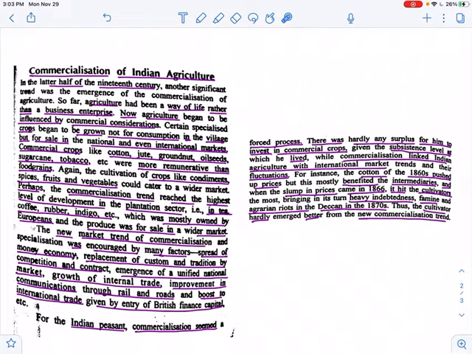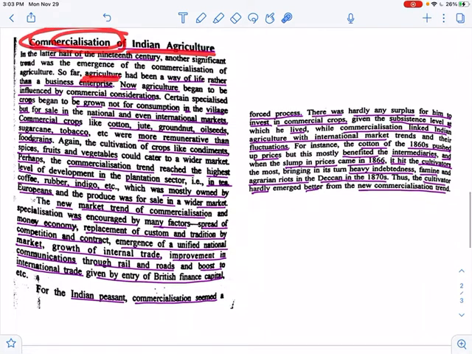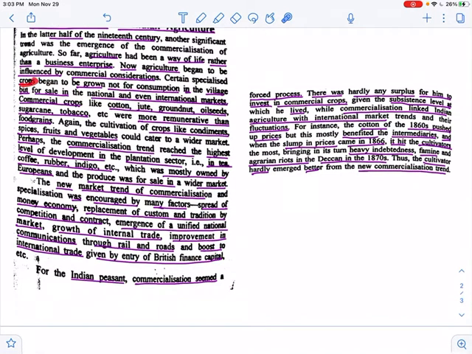But after the commercialization of Indian agriculture, agriculture was now considered as a business enterprise, as a result of which we started growing only those particular crops which had a lot of remuneration in the market. And the crops grown were not for consumption purposes, but to be sold in the national and the international markets.